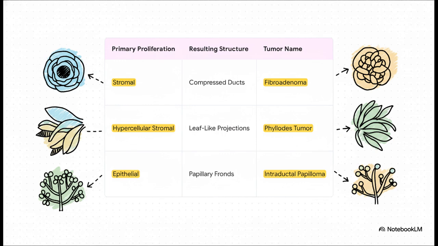If it's the normal stroma, you get squished ducts, and we call it a fibroadenoma. If that stroma is hypercellular and grows like crazy, you get leafy projections, and we call it a phyllodes tumor. And if it's the epithelial lining cells instead, you get those little fronds, and we call it an intraductal papilloma. The name of the tumor is literally just a description of its architecture.